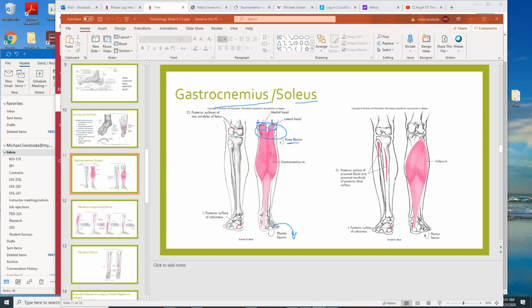The soleus originates on the lateral fibula, so it doesn't do anything with the knee. Soleus only ankle. Gastrocs knee plus ankle. But in terms of the ankle, they plantar flex, so they point your toes down.